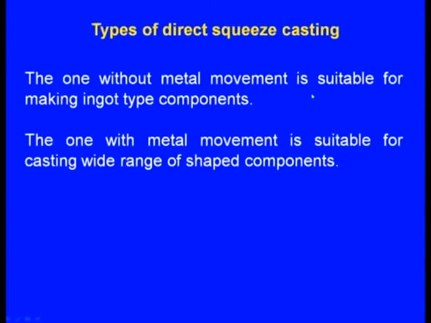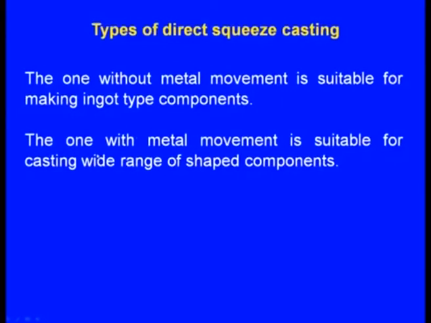The one without metal movement is suitable for making ingot type components, whereas the one with metal movement is suitable for casting a wide range of shaped components. Where we want to make only ingot type components, we can go for the first one, without metal movement. If we want some complex shaped components, then we have to go for the other one, the one with metal movement.